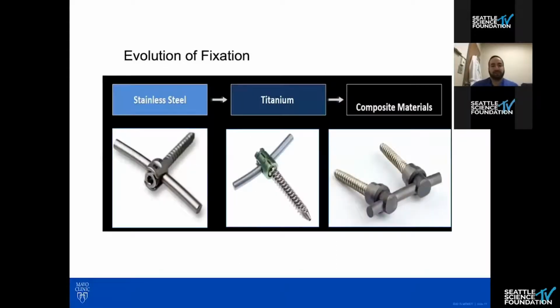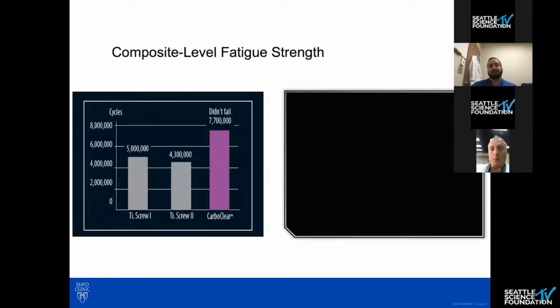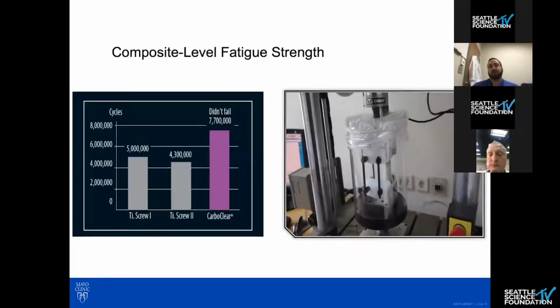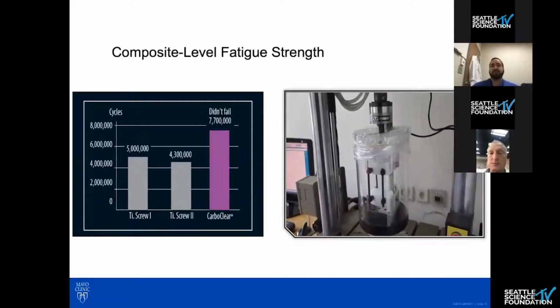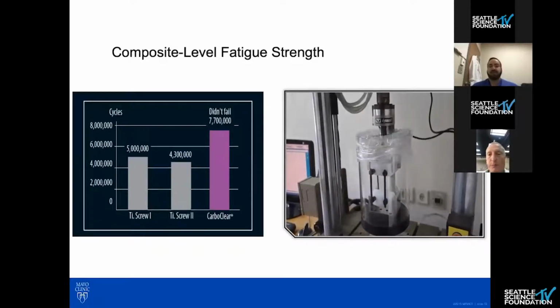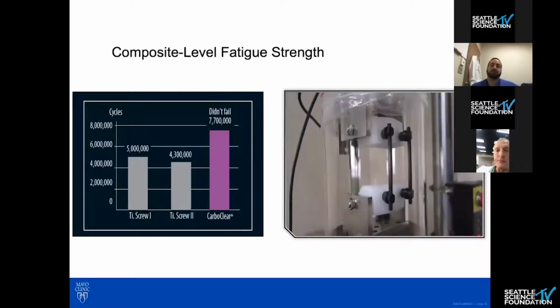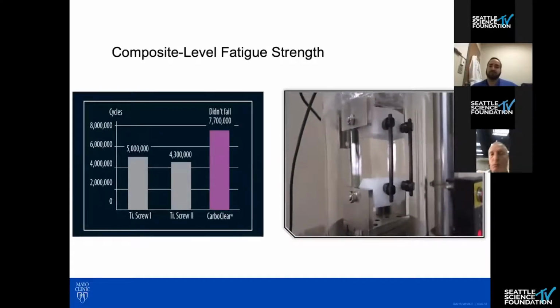So this is the timeline of implants. We've gone from stainless steel to titanium. Now we're talking more about composites. And the biomechanics of composites are really important, because when you look at fatigue strength, the average titanium system usually undergoes around 45 million cycles before it fractures. The human spine goes through somewhere between 2 and 3 million cycles.